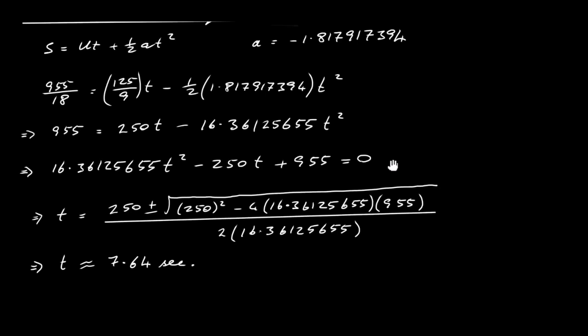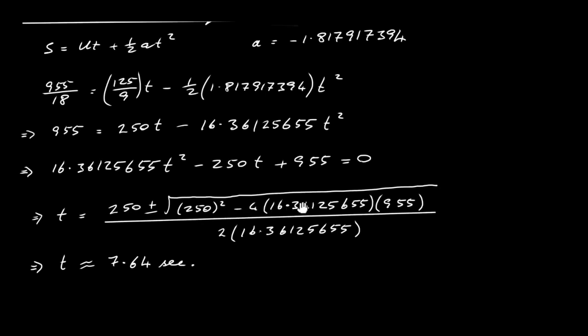So all you've got to do now is put that into the quadratic formula. So it's minus b plus or minus square root of b squared minus 4ac over 2a. So we have a lot of decimal places here. What you'll actually find is that the expression underneath the square root symbol will be effectively 0, which leaves me just with 250 over twice 16.36 and so on. When you do that, you get t is approximately equal to 7.64 seconds.